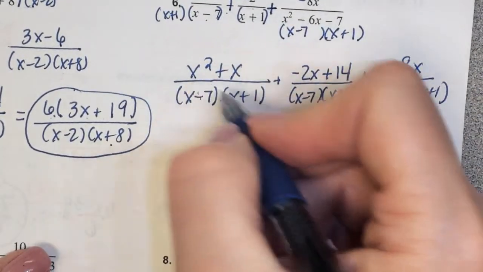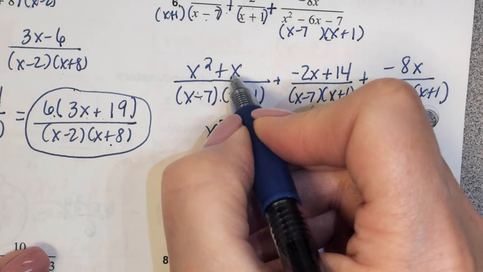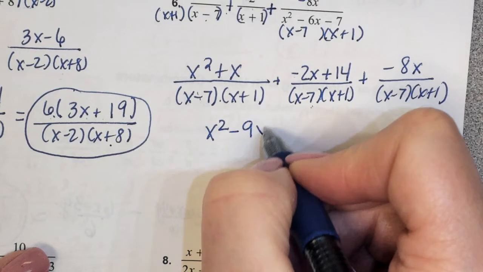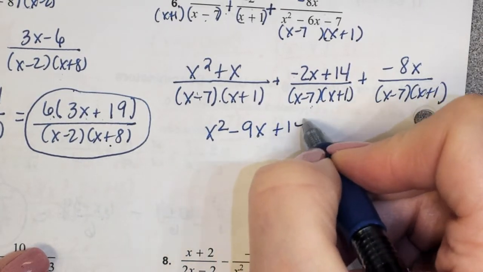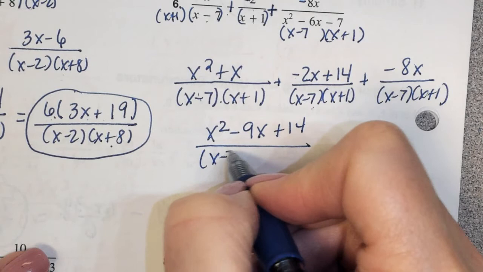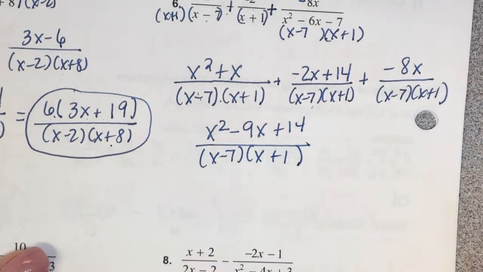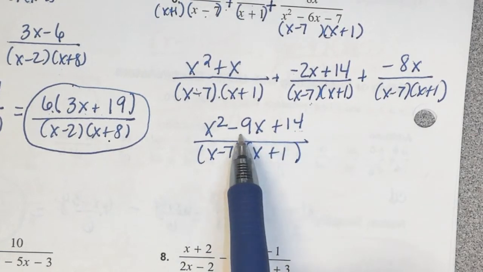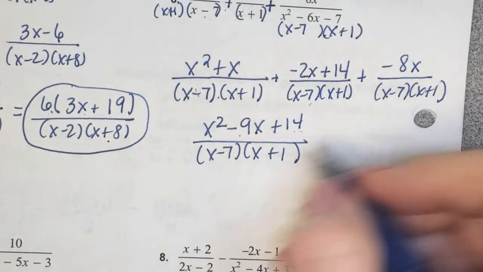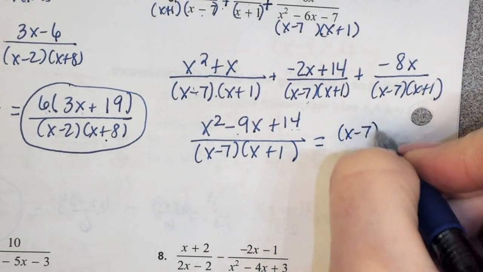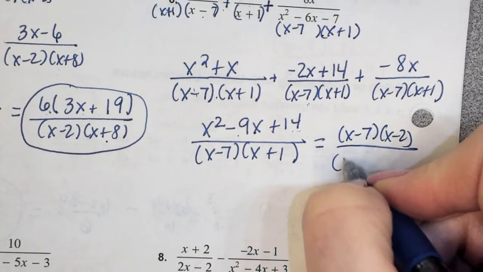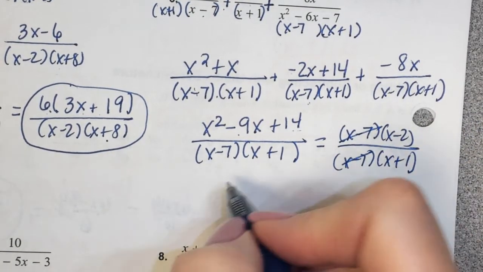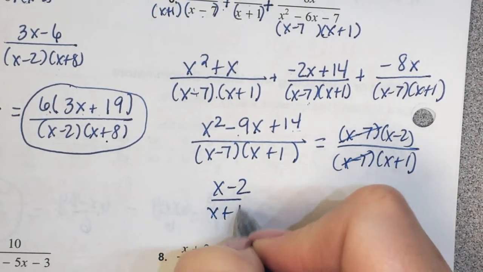All right, combine the numerator. I'm going to have x squared. 1x minus 2x is negative 1. Minus 8 is negative 9x. And then plus 14. All over that common denominator. Does this factor? Are there numbers that multiply to be 14 and add to be 9? What are they? So it's going to be x minus 7 and x minus 2 all over x minus 7 and x plus 1. So these are going to cancel. So is my answer just x minus 2 over x plus 1?